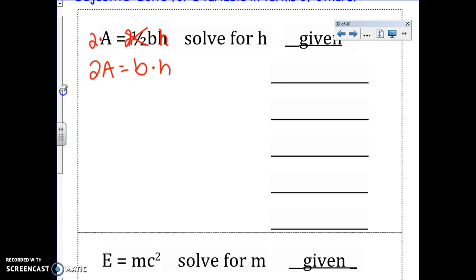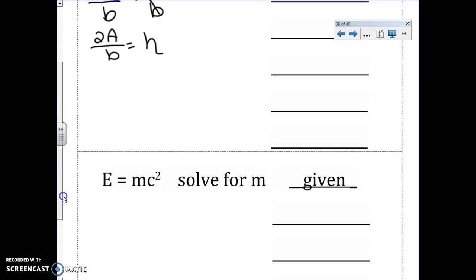Next, I want to get rid of that B because I'm trying to get H by itself. So I'm going to divide both sides by B. H is now all by itself, and over on the left side, all I can do is rewrite it because there's nothing I can divide into each other.